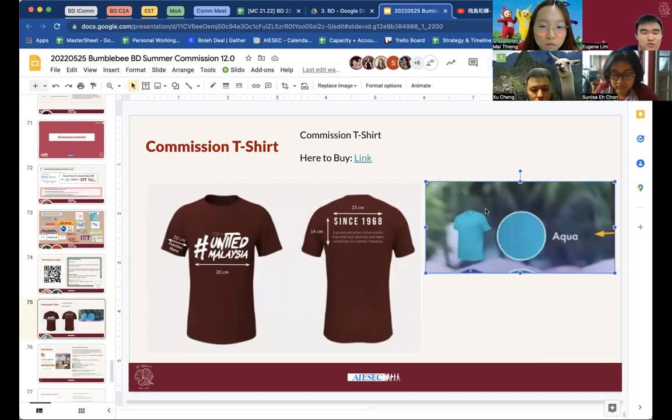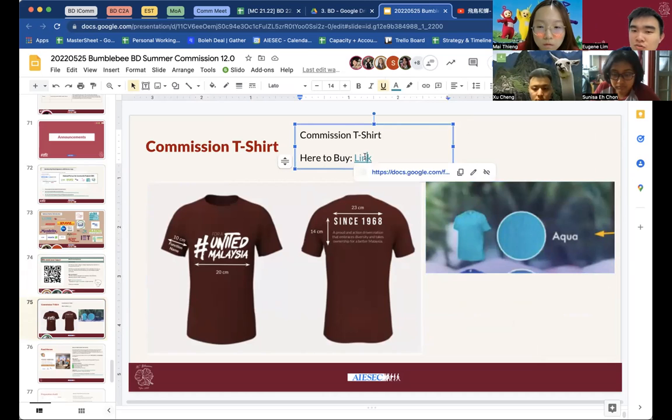And here's the commission shirt. Today Mahesh came to the office to take his shirt already. He bought both colors. So you guys can also buy, and then you can get the shirt soon. Here's the link to buy.